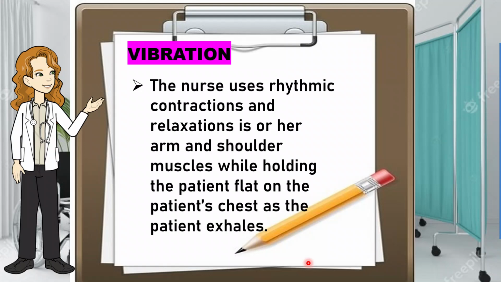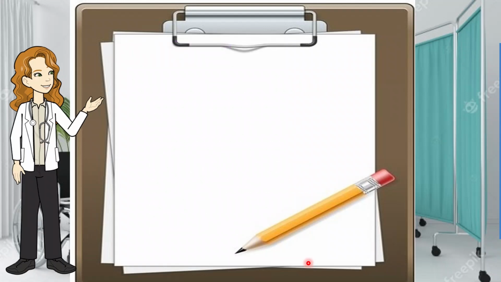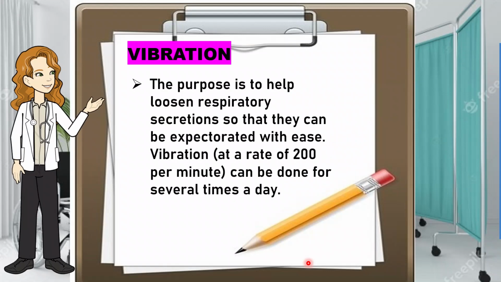So another technique is vibration. The nurse uses rhythmic contractions and relaxations of her arms and shoulder muscles while holding the hands flat on the patient's chest as the patient exhales. It is also demonstrated in the other video. The purpose of doing the vibration is to help loosen respiratory secretions so that they can be expectorated with ease. Okay, vibration at the rate of 200 per minute can be done several times a day.